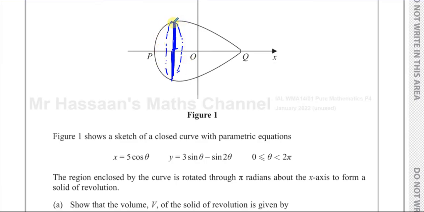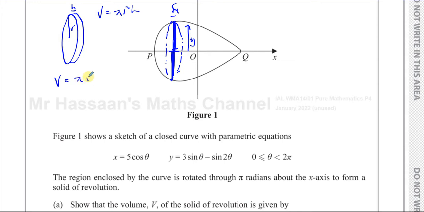So this part is going to go from here to there, and this part's going to go from there all the way to there. So you're going to end up with a cylinder, and that cylinder has a thickness. Let's call that the height of the cylinder, and this is the radius of the cylinder. So the volume of the cylinder is pi r squared h. The thickness of the cylinder we call dx, and the radius of the cylinder we call y, because it's the y value of those points. So the volume is pi times r squared, pi times y squared dx.